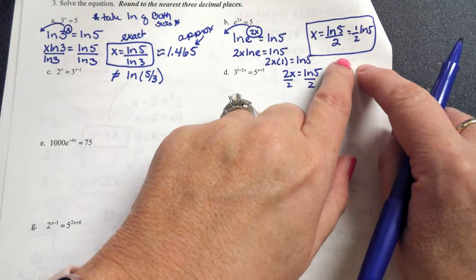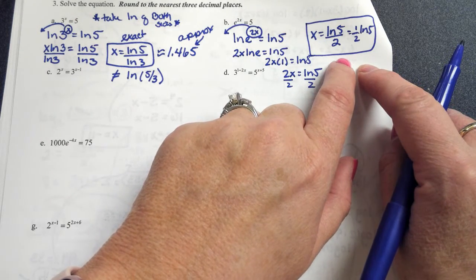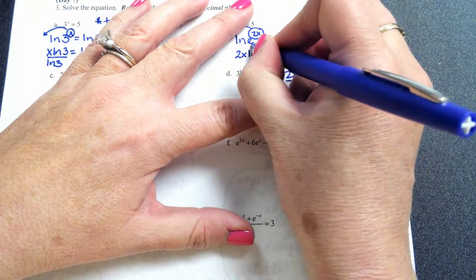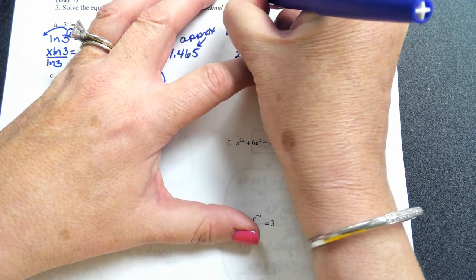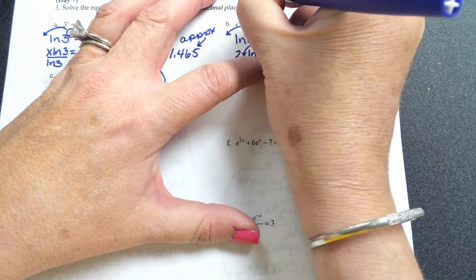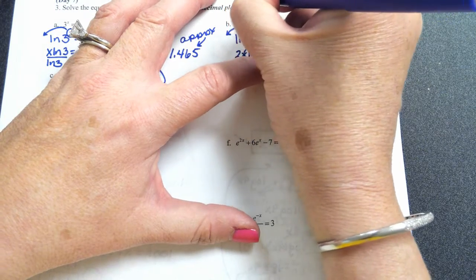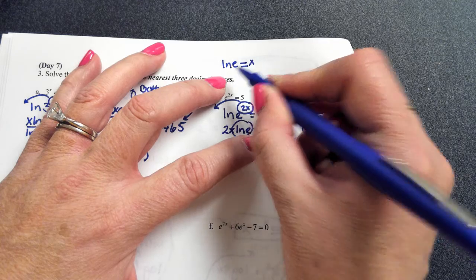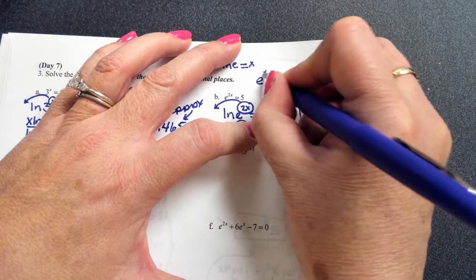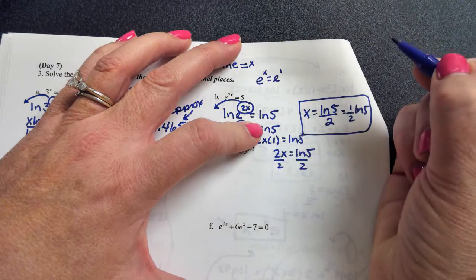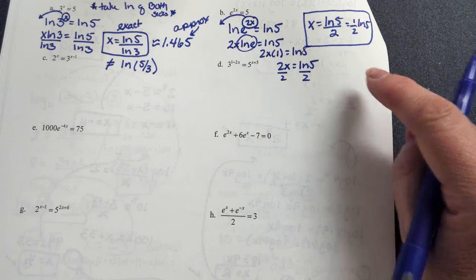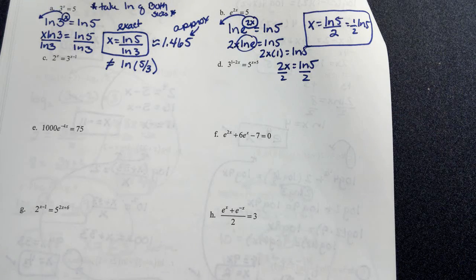Is this answer exact or is this approximate? Remember what a logarithm is? Remember what this is telling you to do? You're solving for the exponent for the base. What is the base of this logarithm? What is the base of the ln? e. So it's actually e to what power is equal to e to the first. So then, again, is this answer, natural log of 5 divided by 2, exact or approximate?